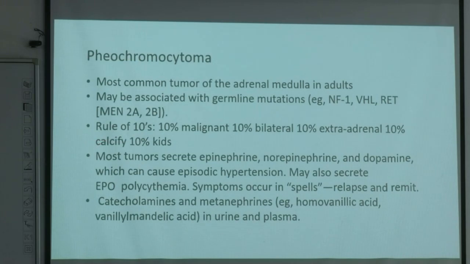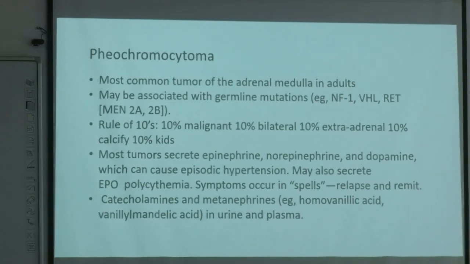Okay. Now, there is a rule of 10. Pheochromocytoma is 10% malignant, in 10% of cases it is cancerous, right. In 10% of cases it is bilateral, it involves both adrenal glands. In 10% of cases it is extra-adrenal, outside the adrenal gland, the tumor has occurred somewhere else, right. And in 10% of cases it calcifies, with calcium deposition, and in 10% of cases it happens in kids. Normally it is in adults, right. So, this is called the rule of 10s of pheochromocytoma, right.